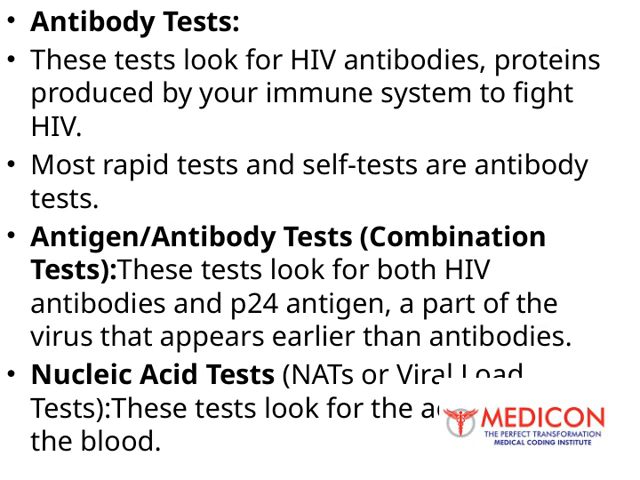These are the most common and look for HIV antibodies, which are proteins your immune system produces to fight the virus. Most rapid tests and self-tests fall into this category, making it easier and quicker to get results. Next, we have antigen-antibody combination tests, often called combo tests. These are a bit more advanced because they check for both HIV antibodies and a specific protein called P24 antigen. The P24 antigen appears earlier than antibodies, so these tests can detect HIV sooner after exposure.